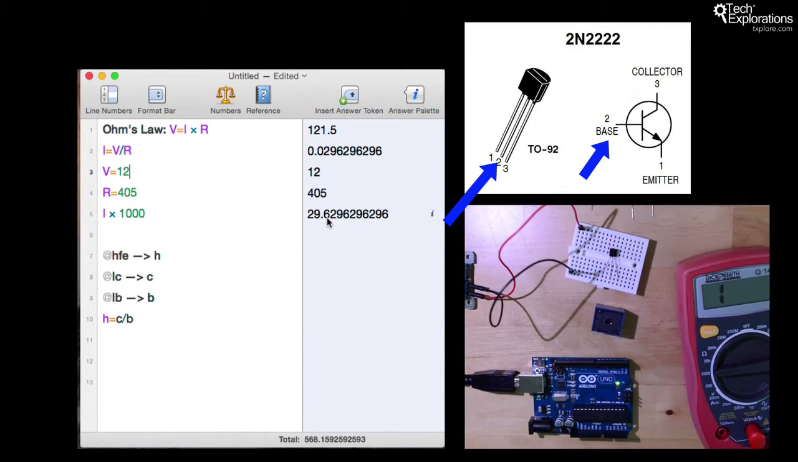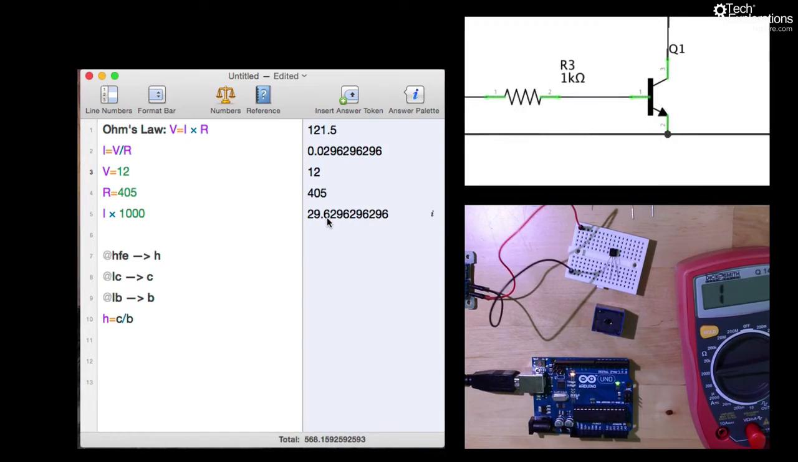Now, if I allow too much current to flow through the base pin, I'm going to burn the transistor. It's exactly the same thing that happens when too much current flows through an LED, and that's why we use a current limiting resistor in order to protect the LED. So, same thing here. We need to calculate the value of the resistor that will both protect the transistor from burning out and allow for enough current to flow through it so that we've got an electrical connection between the other two pins, emitter and collector. So, how do we do that?